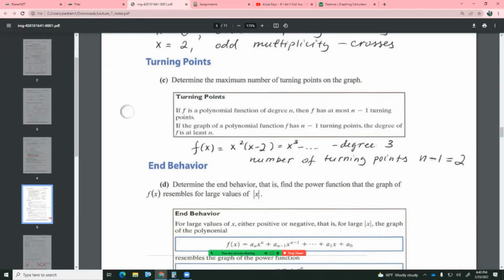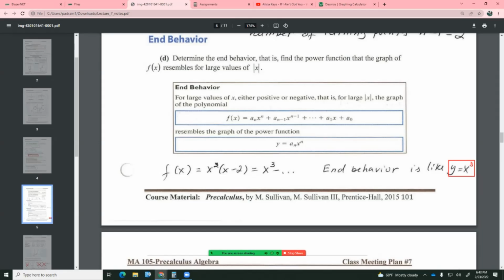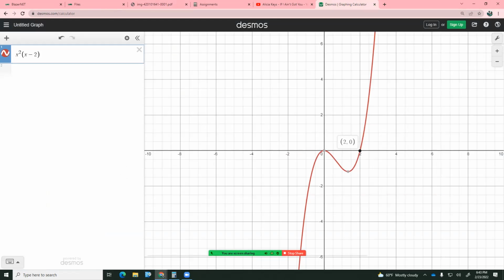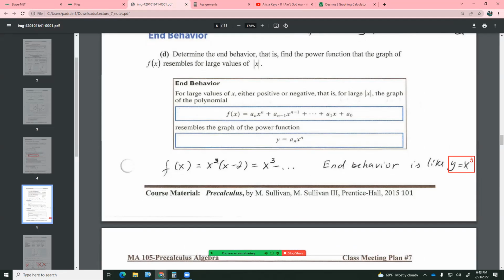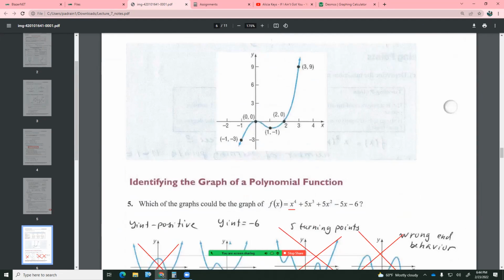All right. The end behavior just means what happens as you're going towards infinity or negative infinity. So in other words, this function, since it's degree 3, should look like x cubed. And you can see that it does. On the right side, it goes up. On the left side, it goes down. Any questions on that? Real simple stuff, not too hard at all.